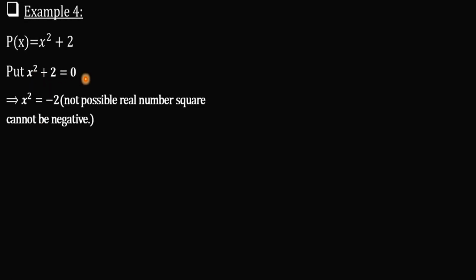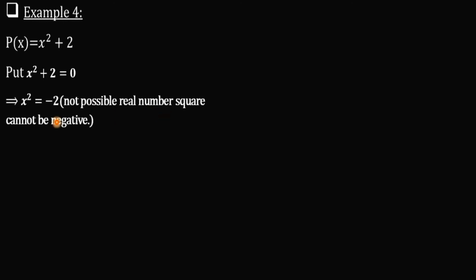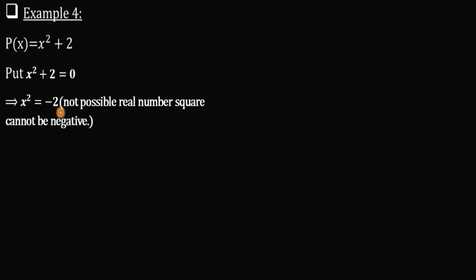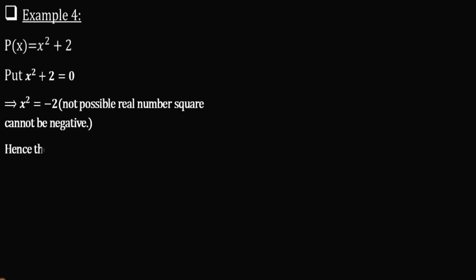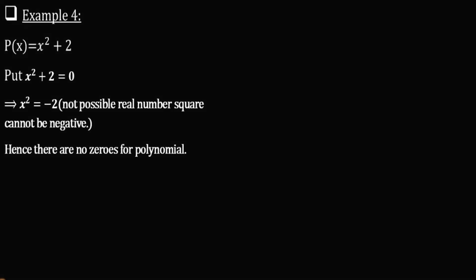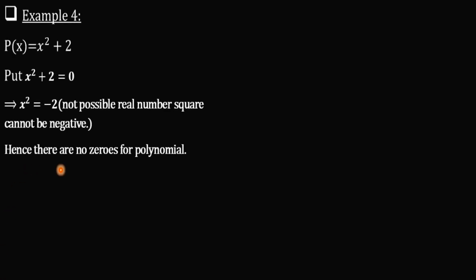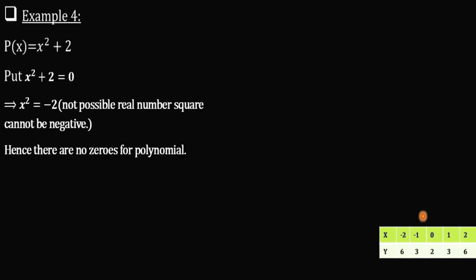Here x square equal to -2. So not possible, the square of a real number cannot be negative. Since x square plus 2 equal to 0, which implies x square equal to -2, and a real number square cannot be negative. So what we can conclude here is that this polynomial has no zero on the real line, hence there are no zeros for the polynomial. Now we can plot the graph.